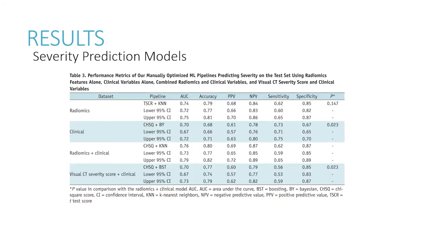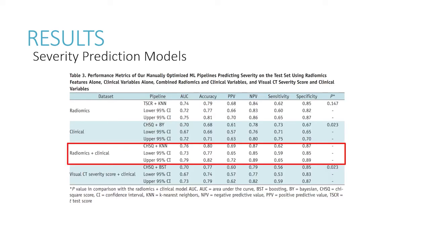The chi-square feature selection method facilitated the highest ROC-AUC score of our severity prediction model when used in tandem with KNN and the boosting classifier of the test set. We can see the model based on radiomics features combined with clinical features shows better performance than the model based on visual CT severity score combined with clinical features.